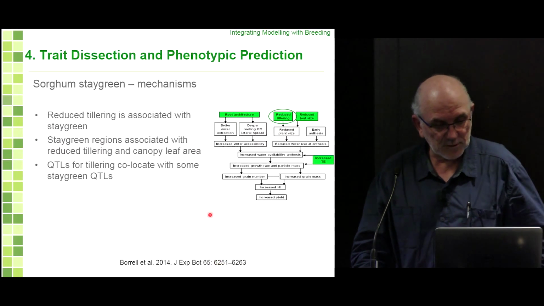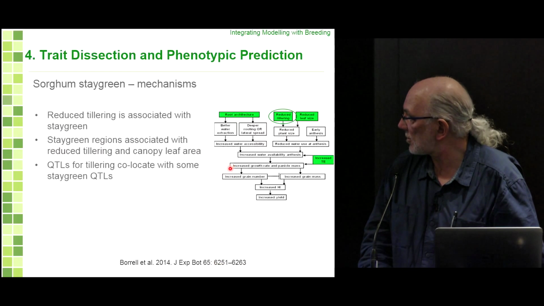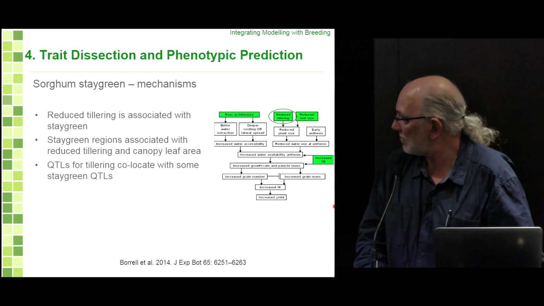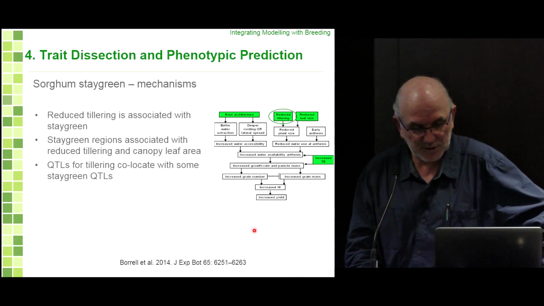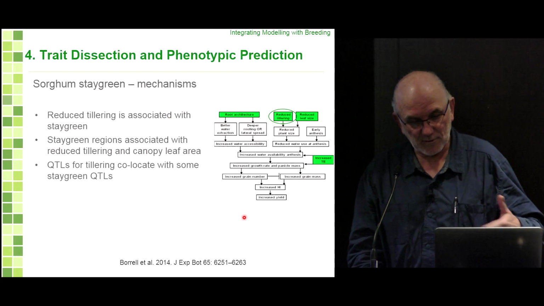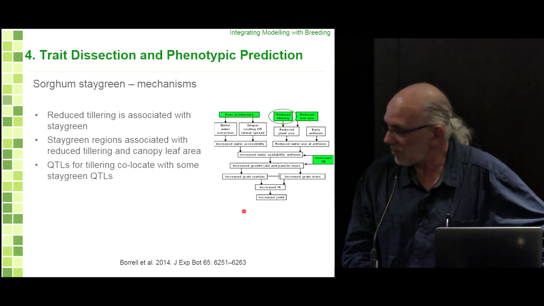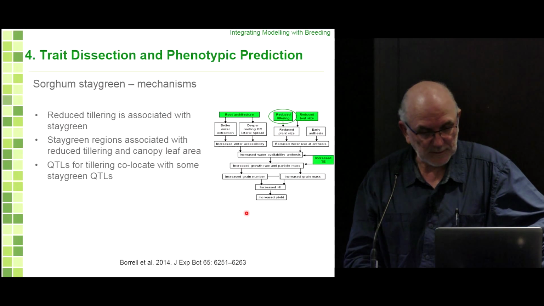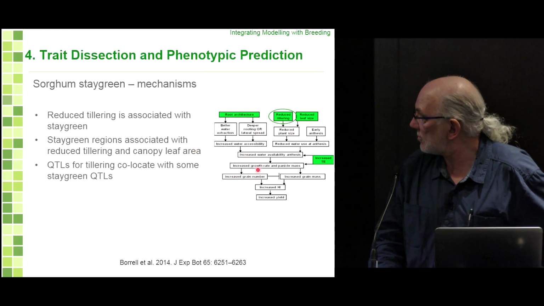And so just to look at tillering, for example, and these make nice studies for PhD students. These studies mostly come out of postgraduate work. So, reduced tillering. I'll just quickly go through these.